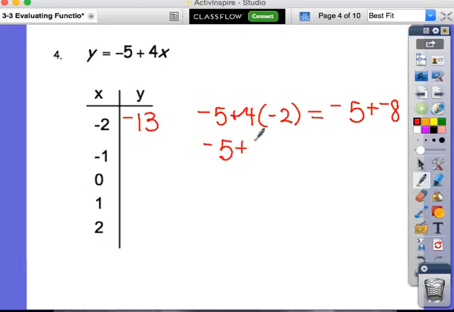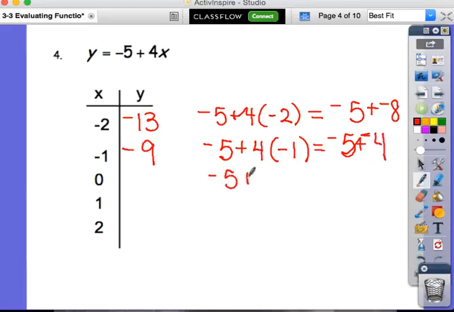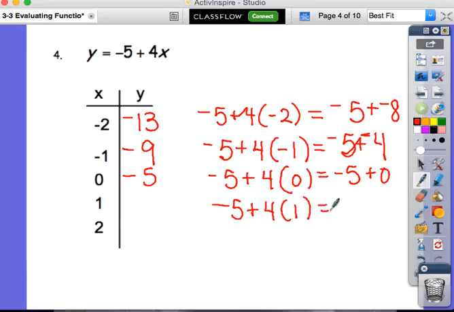Okay, next one. -5 plus 4 times what? -1, the next number in the chart. So that's going to be -5 plus -4, which is -9. -5 plus 4 times 0 is going to be -5 plus 0, which is just -5. -5 plus 4 times 1 is going to be -5 plus 4, which is -1.